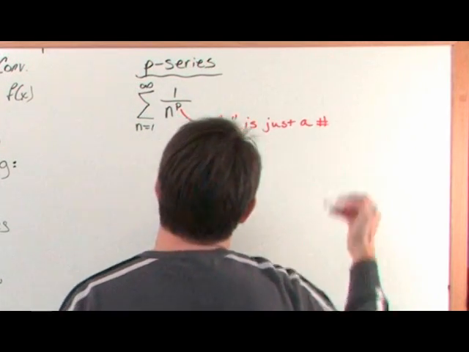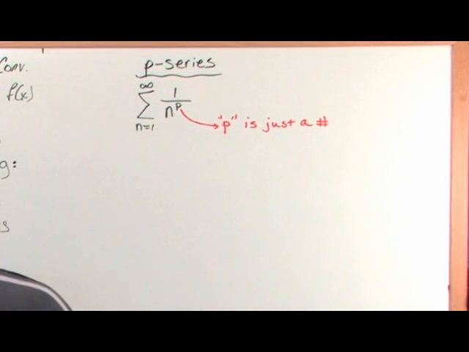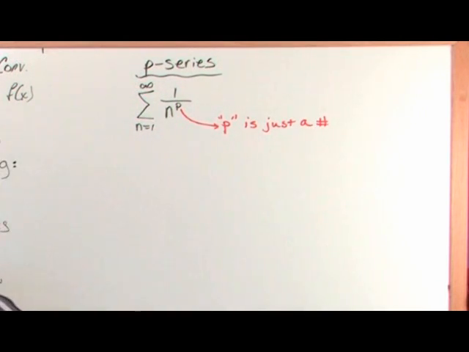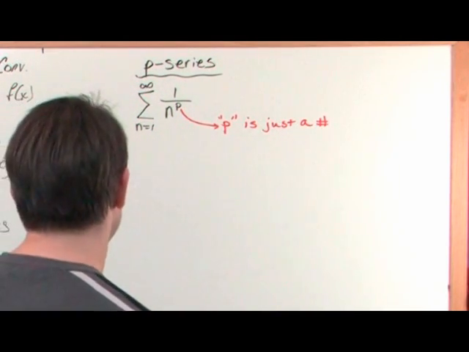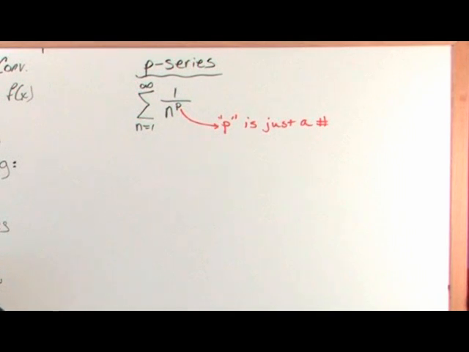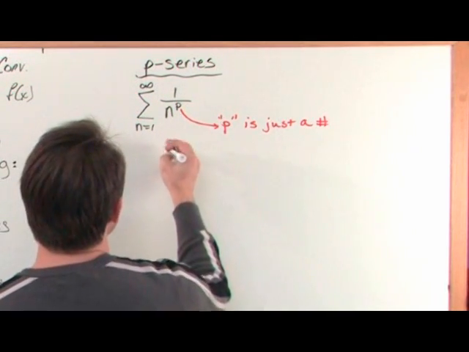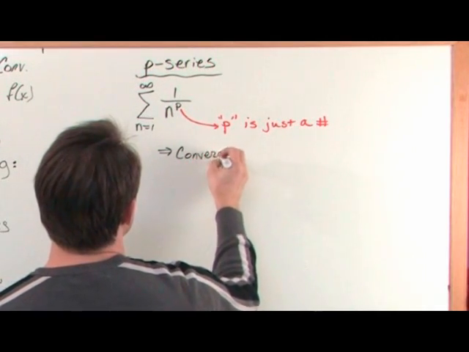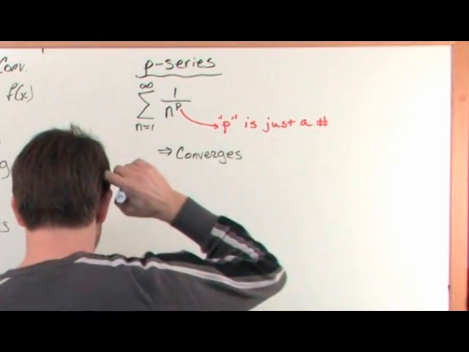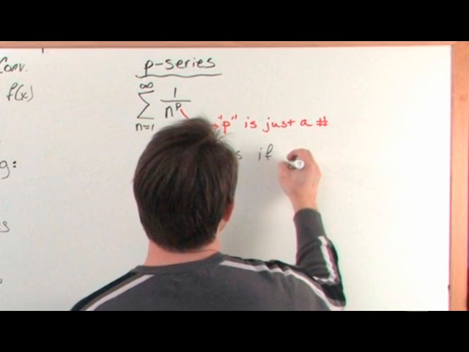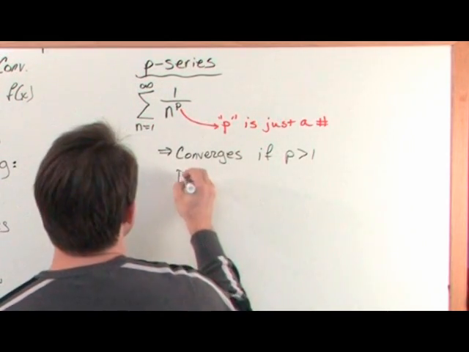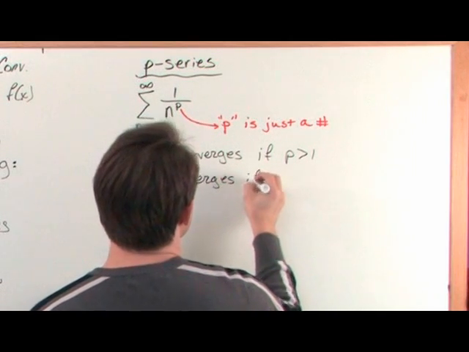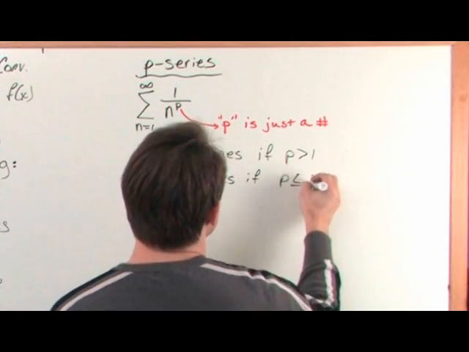So it could be 1 or 2 or 3 or -1 or whatever, okay? Now, what is proven in the books, and what sort of makes sense, but it's not something we're going to prove here with any sort of rigor, this series converges if p is greater than 1, and it diverges if p is less than or equal to 1.